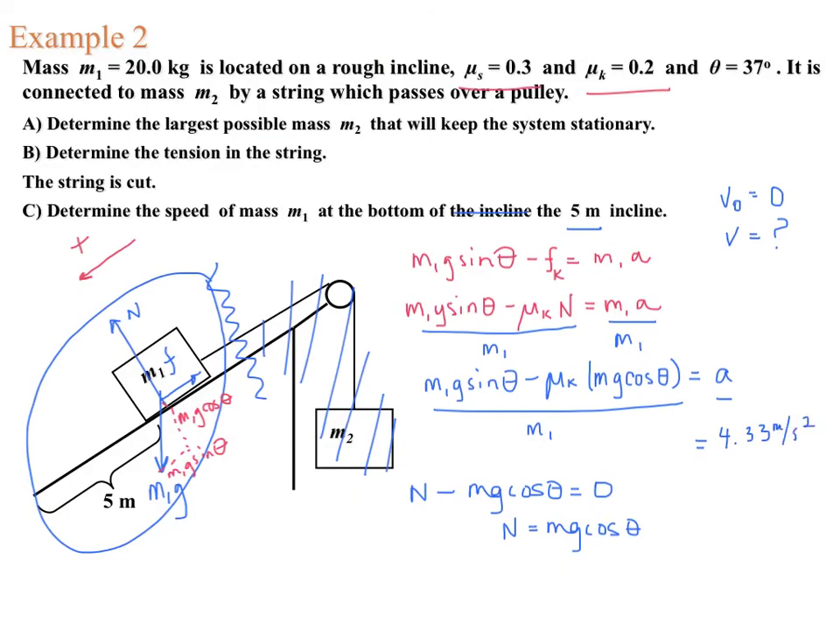And then again, I want to use a kinematic equation. Final velocity squared is equal to initial velocity squared plus 2a delta x, where initial velocity is equal to 0. Therefore, my final velocity is equal to the square root of 2 times 4.33 times 5, which gives me a final velocity of 6.58 meters per second.